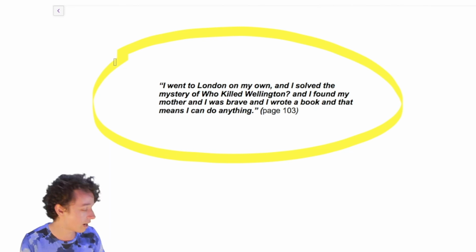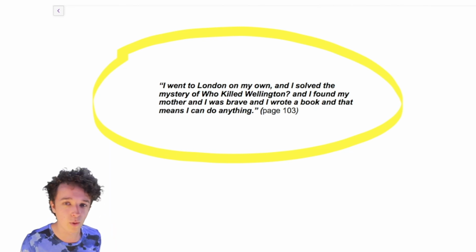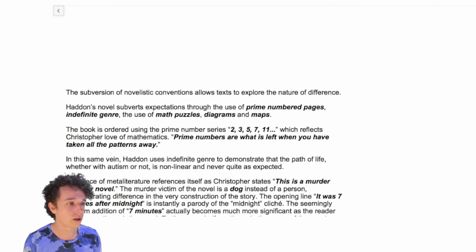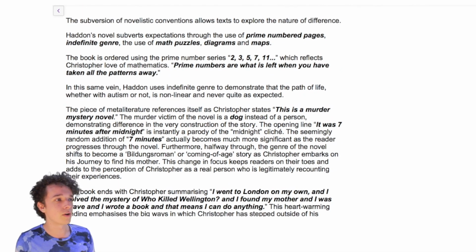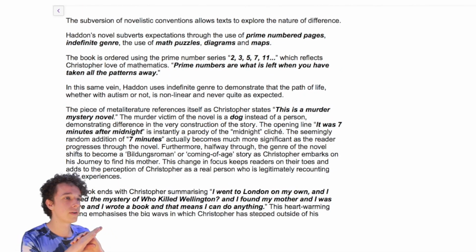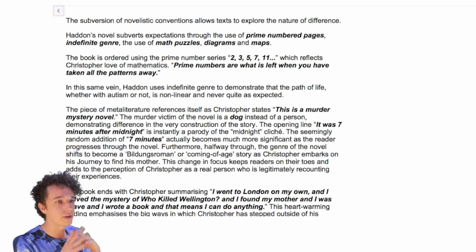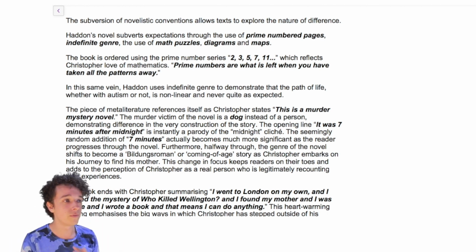So how did I use this brief set of quotes in an example paragraph? Well, I'll read it to you first, and then I'll explain how I wrote it. The subversion of novelistic convention allows texts to explore the nature of difference. Haddon's novel subverts expectations through the use of prime-numbered pages, indefinite genre, the use of math, puzzles, diagrams, and maps.